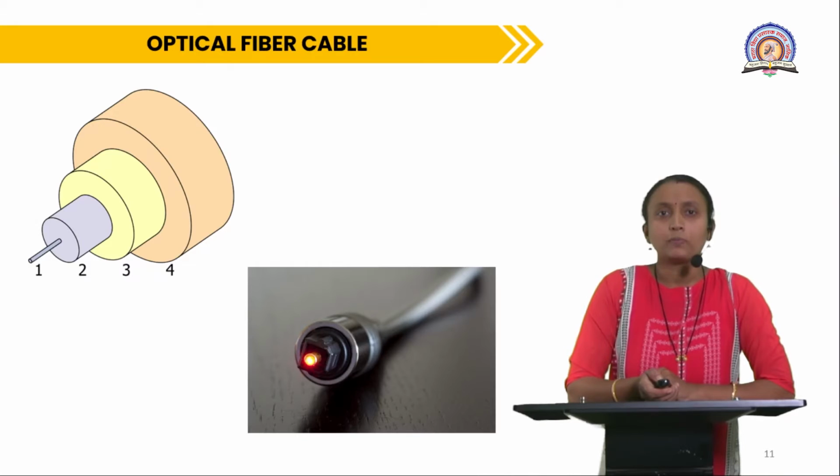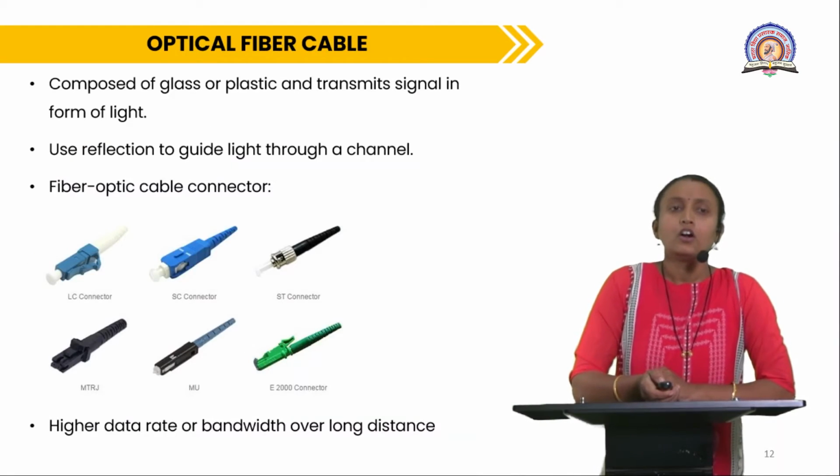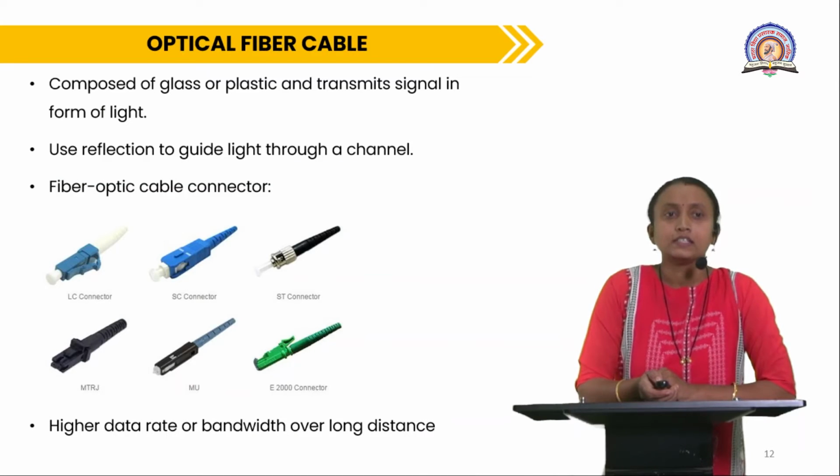So we can say that the optical fiber cable is the media in which the light will be passed from sender to receiver, and through that light reflection properties the data will be transmitted. The cladding used in optical fiber cable has less density compared to core material, which is responsible for the reflection of light beam. Optical fiber cable that we already discussed is composed of glass or plastic, and it transmits the signal in the form of light. It uses the reflection of light properties to transmit the data.